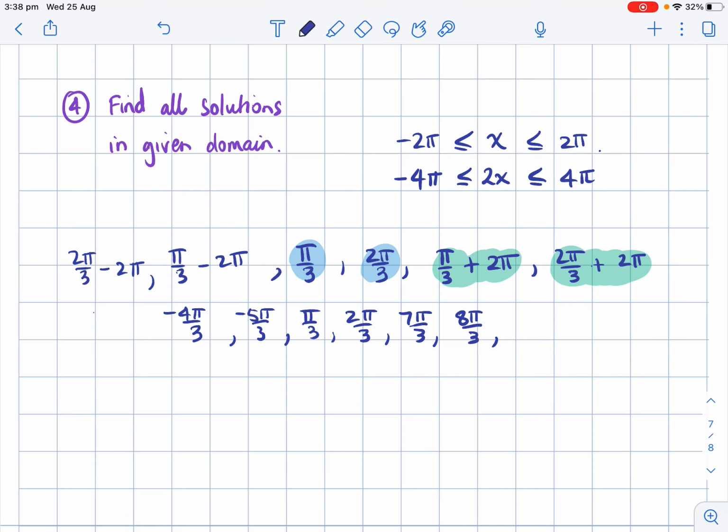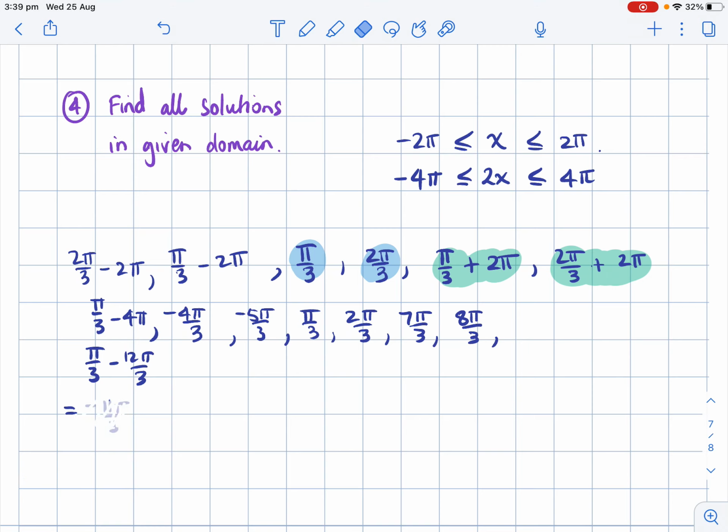Let's have a look at the other direction though. What if I had the pi on 3 answer and I took away 4 pi? Well, minus 4 pi is minus 12 pi on 3, which gives me an answer of minus 11 pi on 3. Now 11 pi on 3, that is bigger than negative 4 pi. So that is within my domain. I need to include that answer as well.